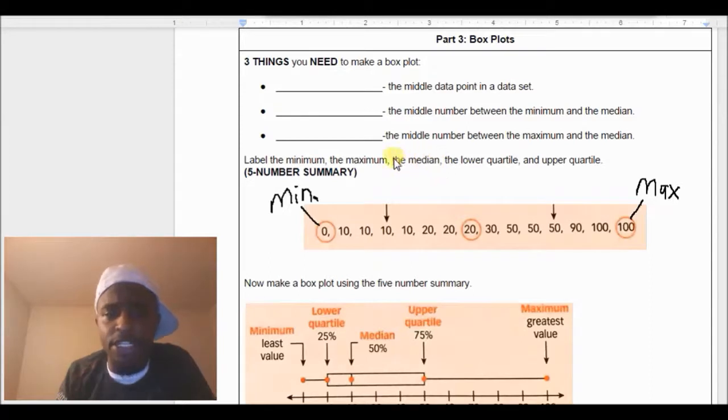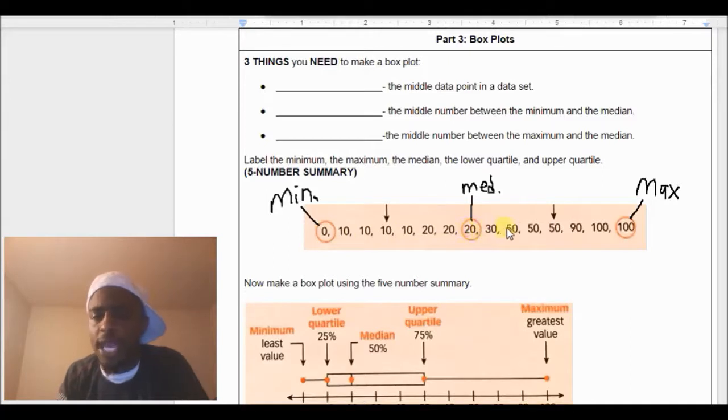The next thing we need to identify is the median. And if I look, it's already been circled for you, so it shouldn't be hard to find. But if we notice, 20 is directly in the middle, and this is our median. And I'm just going to put M-E-D to stand for median. And notice our median, we have half of the data points below 20, and half of the data points above 20.